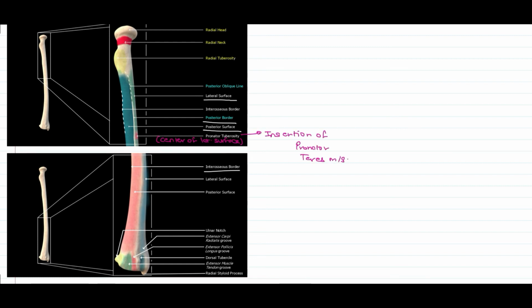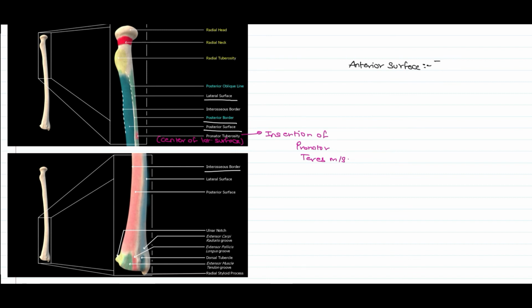Now, moving towards the lower end of the radius, as we have discussed earlier, we have 5 surfaces, out of which 2 surfaces have been discussed in the anterior aspect, that is the anterior surface, which has a thick prominent ridge, and the lateral surface, which has the presence of the styloid process. And now we will discuss the medial, the posterior, and inferior surfaces.